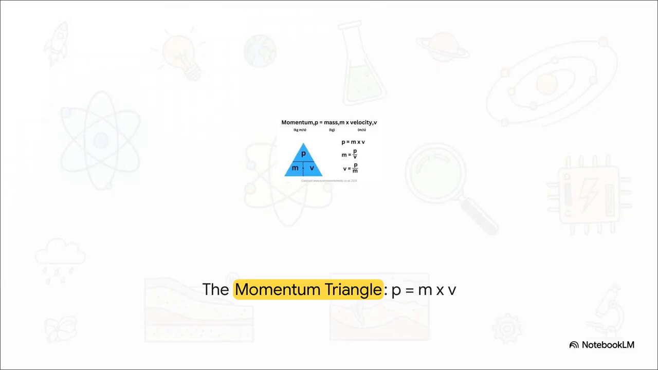And we've got a brilliant visual trick to help you calculate it. Take a look at the momentum triangle on your screen. So P stands for momentum at the top, and then you have mass, m, and velocity, v, at the bottom. If you ever need to find the formula for velocity, you just cover up the v with your finger, and the triangle literally shows you what to do. Divide momentum, p, by mass, m. It's a fantastic little tool to keep in your back pocket during the exam.